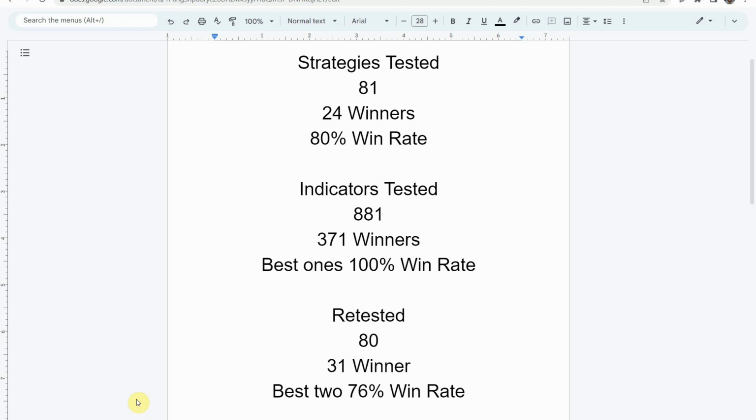Now, keep in mind that we test most of the strategies and indicators on the Forex and crypto market, but they can be applied to just about any market universally.